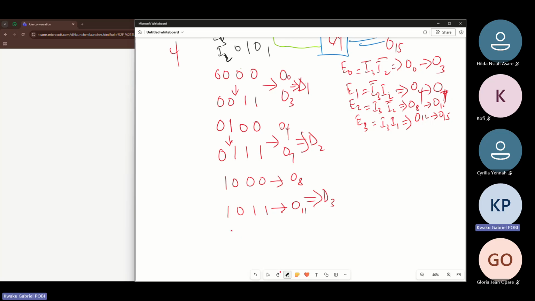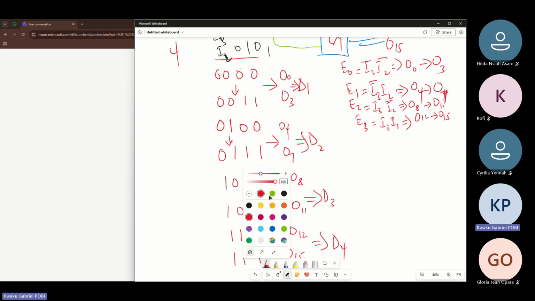And then the last decoder, which is the decoder for what? 1100, which is 12, all the way to 1111, which is what? All the way to 15. So there's decoder 4. So when you think about it, it means my bits here that I have, let me use blank. I have I0, I1, I2, and then I3 respectively.